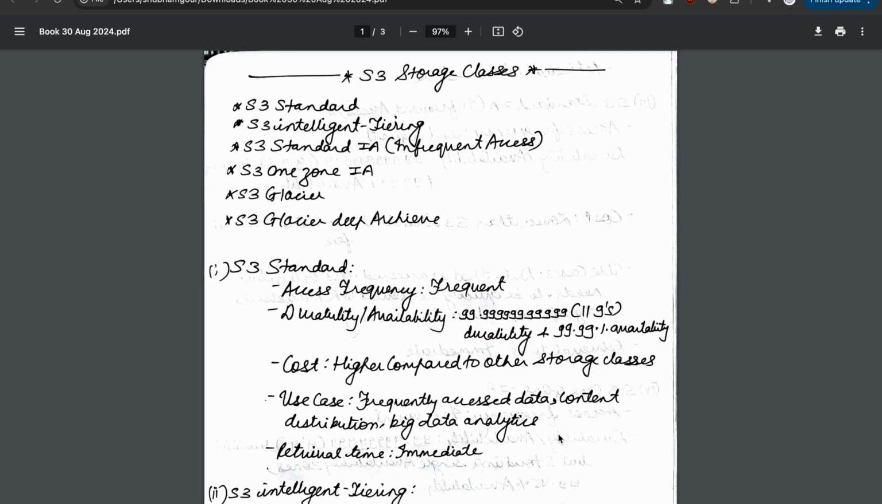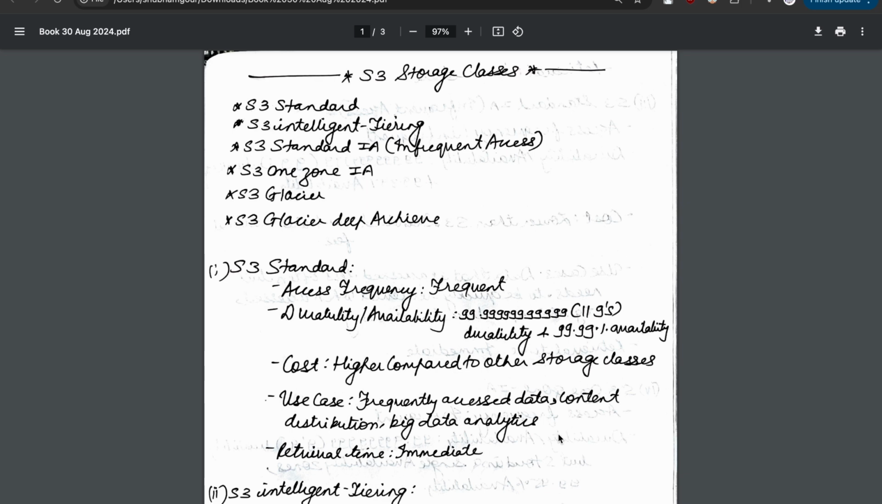So let us start with storage class in S3. We already have gone through multiple aspects of S3. We have seen replication. We have seen how we can create a bucket, how we can host a static website in AWS S3. Now it's time to understand what are storage classes in AWS.